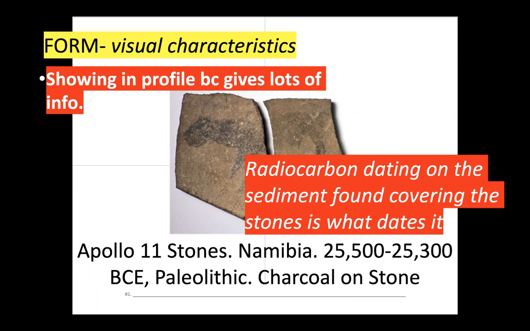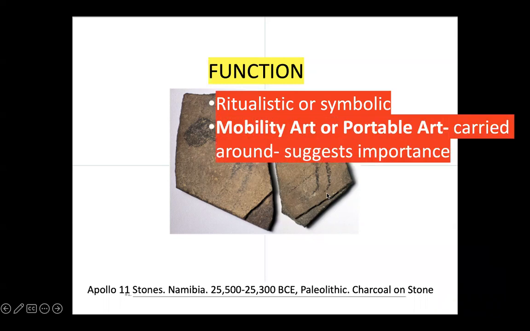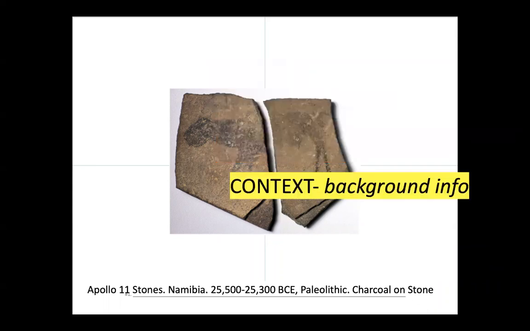All right, so our animal is shown in profile because by being shown in profile, it gives you the most information on that animal. If you just showed the front view, it wouldn't be as informative for us. Function, we are assuming this is something ritualistic or symbolic, right? There's got to be some sort of important reason why it was put on this tablet. This would be considered a type of mobility or portable art. It would have been carried around, which therefore implies it was important.